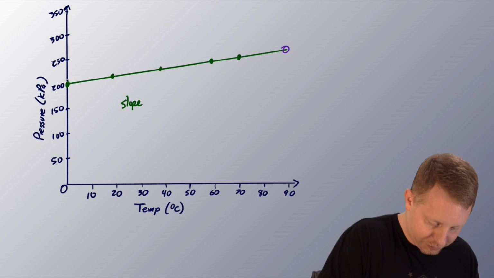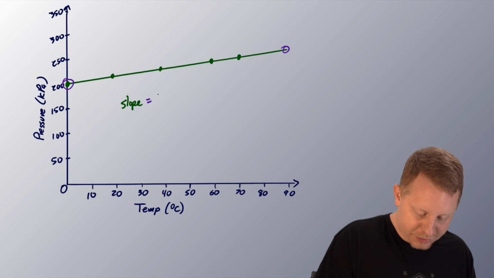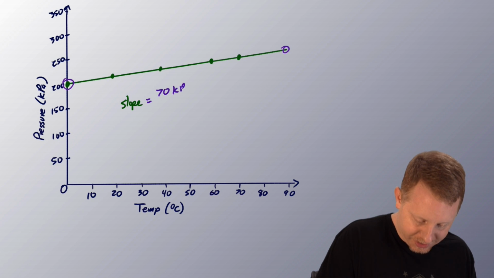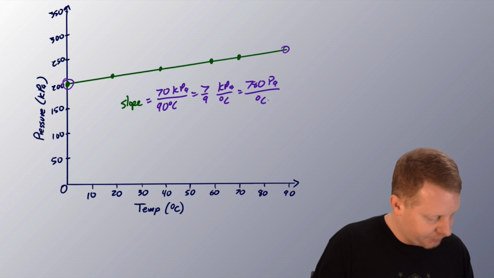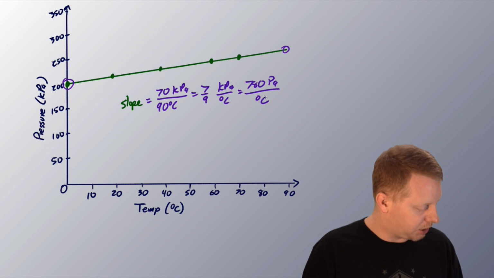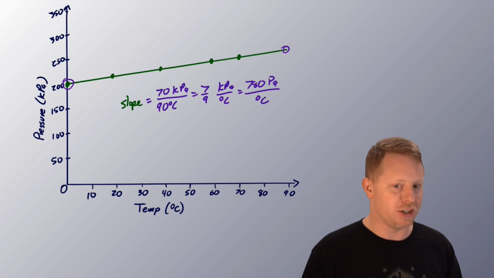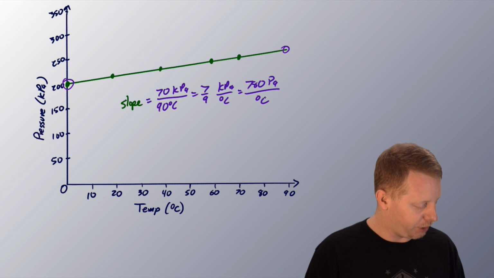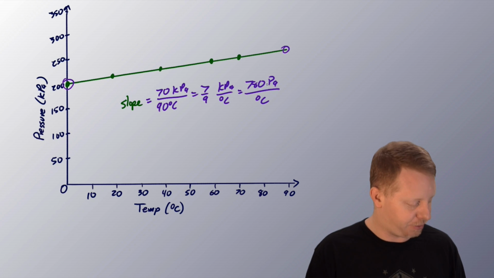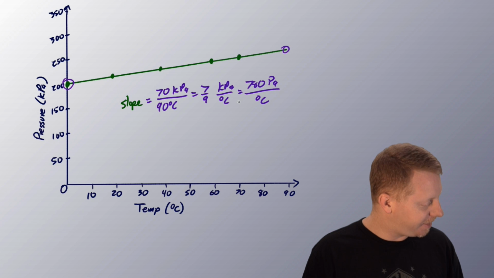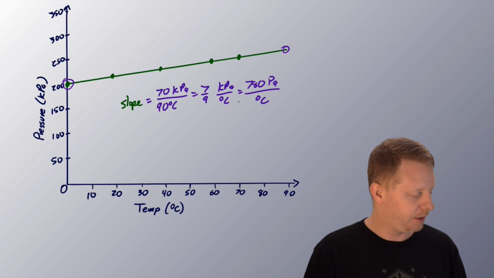I'm going to circle the points I'm using, and say the slope is our rise over run, which is going to be 70 kilopascals over 90 degrees C, which is 7/9 of a kilopascal per degree C, or 780 pascals per degree C. And I might say something like, there's a linear relationship between pressure and temperature in a fixed volume with a fixed amount of gas, where pressure increases approximately 780 pascals per degree Celsius. And I think that should cover you pretty well for this problem.